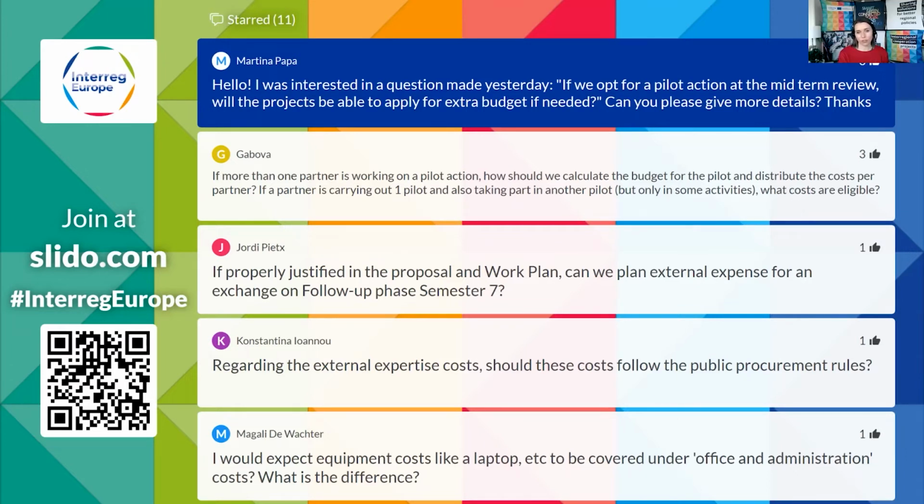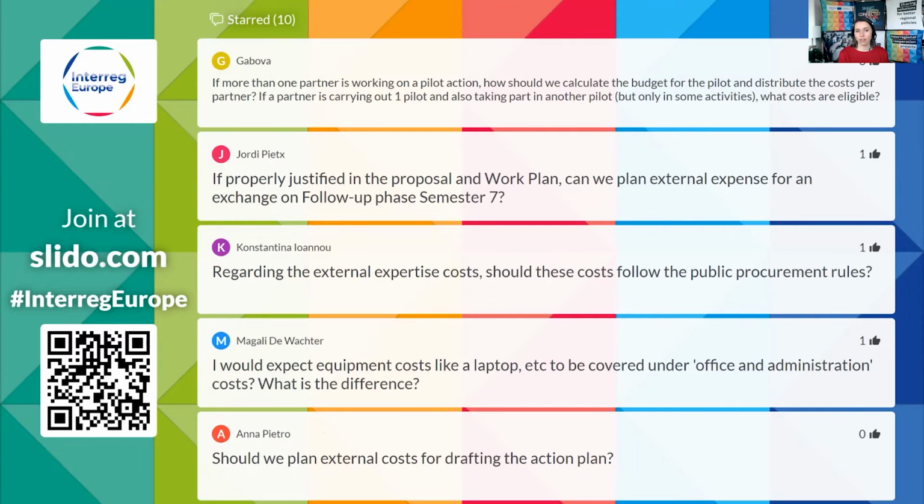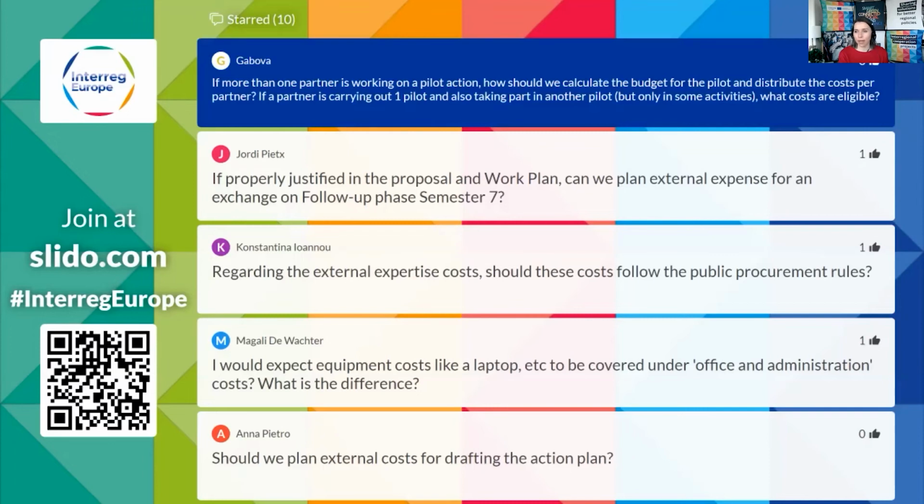Another question related to the pilot actions. If more than one partner is working on a pilot action, how should we calculate the budget for the pilot and distribute the costs per partner? If a partner is carrying out one pilot and also taking part in another pilot, but only in some activities, what costs are eligible?